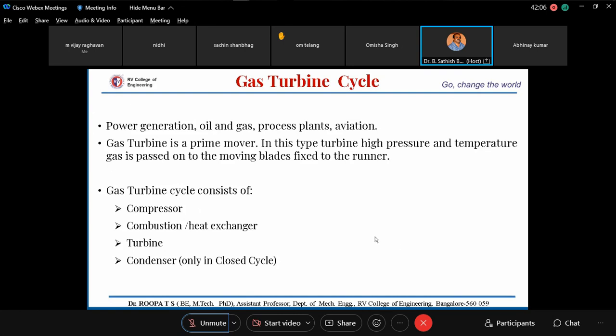Based on how the working is happening, how the process is taking place, where the energy is taken from and where it is liberated, we will have two types of gas turbines. One is the open cycle, another one is the closed cycle. If it is an open cycle, this fourth component, that is the condenser, will not be there. Okay, are all of you able to understand?